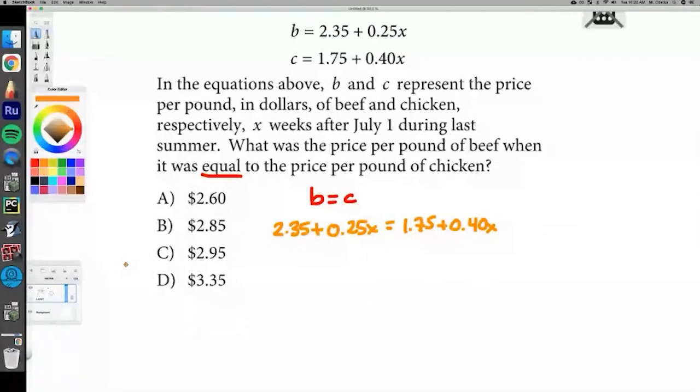X is the number of weeks after July 1st. But what we can do is take that x and plug it into any of the other equations, either B or C, and figure out what the price per pound was. But we do have to solve for x first. So that's what we're going to do. First thing I'm going to do here is subtract off 0.25x from both sides. And then I'm going to subtract off 1.75 from both sides.